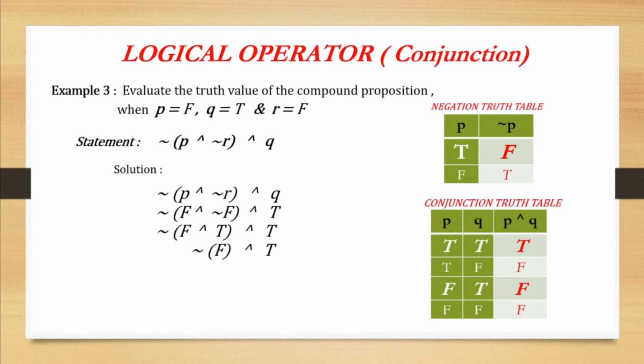And we are going to update our statement. It becomes negation false and true. But before we proceed to the conjunction operation, let us negate first the false. The negation of false is true. As we update our statement, it is now true and true, and when P is true and Q is true, the conjunction of P and Q is true. Then we can say that the truth value of the proposition negation of the quantity P and negation R, and Q is a true statement.